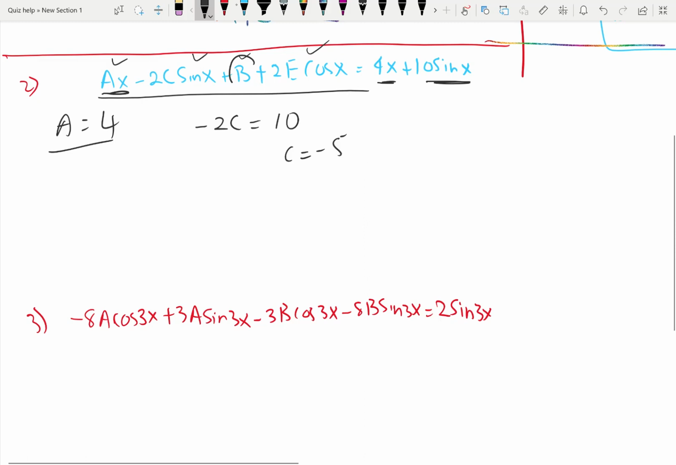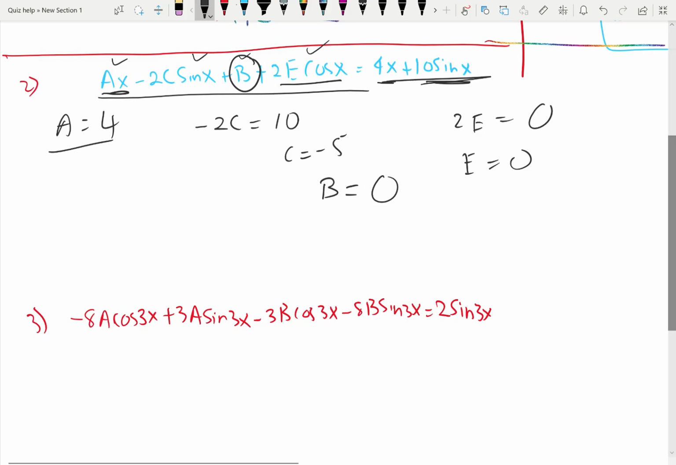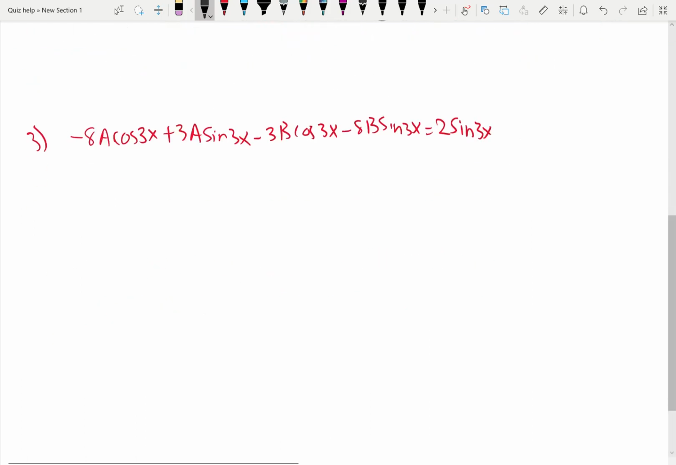If you compare constant term, here on the left we have b, just b. On the right you don't have a single isolated constant term, but we do have it: it's 0, right? So b is 0. So on the left you have coefficient of cosine is 2e. On the right you don't have cosine, 0, so e is 0. So that was a rather simple example. Let's look at a complicated one. Now here, not complicated, okay, a different type of one.